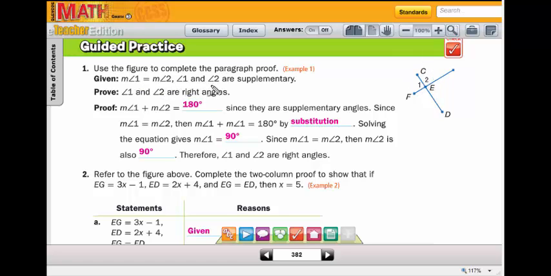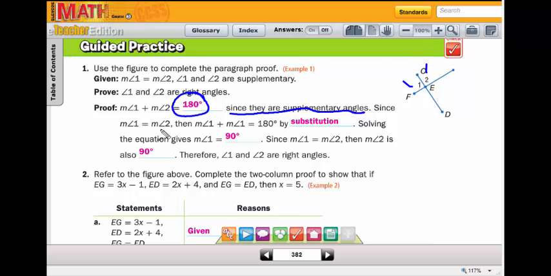The measures of angle 1 and angle 2 are supplementary. That's given. So angles 1 and 2 are equal and they're supplementary. Prove that angles 1 and 2 are right angles. So we have the measure of angle 1 plus the measure of angle 2. Well, obviously it's 180 degrees, and that is because they're supplementary angles.